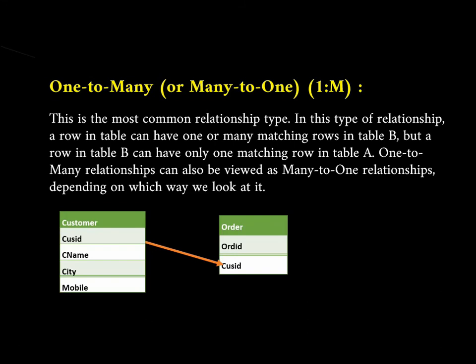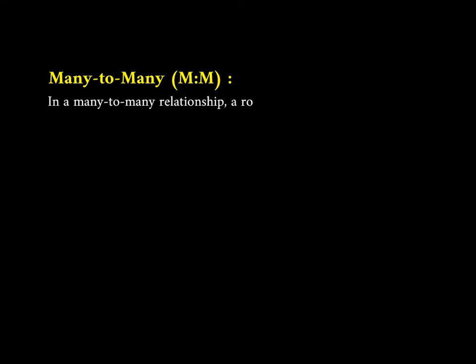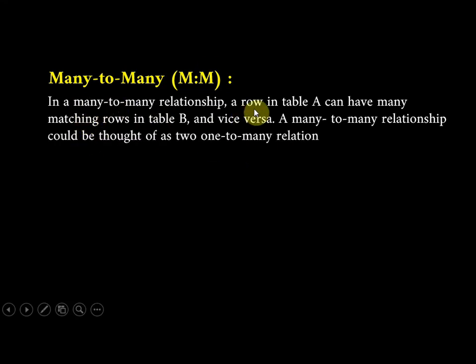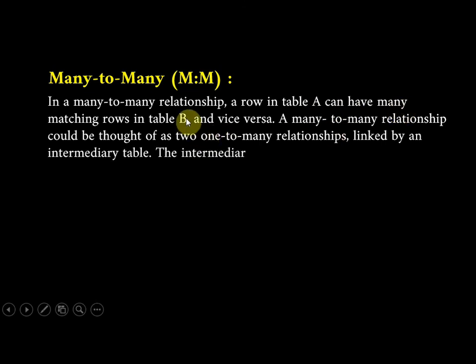Okay, let's see the next relationship, that is many to many. In a many to many relationship, a row in table A can have many matching rows in table B, and vice versa.